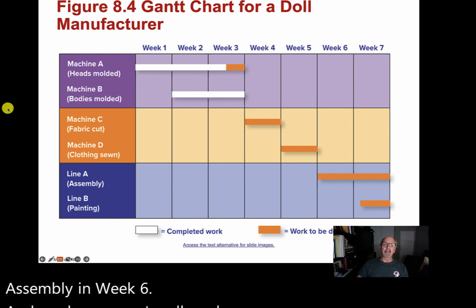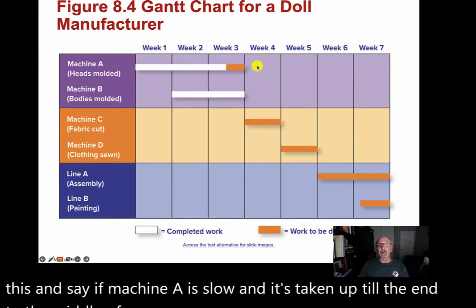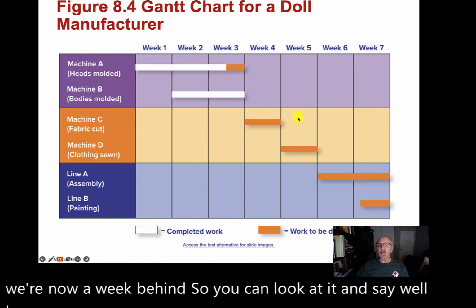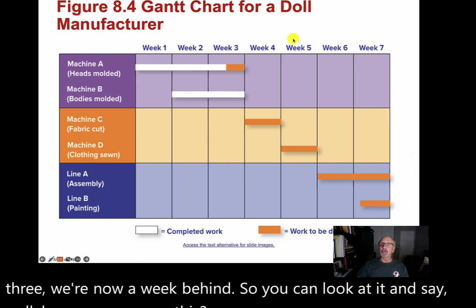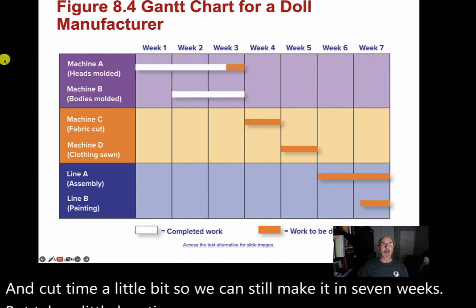So again, we can look at this and say, well, if machine A is slow and it's taken up till the middle of week 4 instead of the middle of week 3, we're now a week behind. So you can look at it and say, well, how can we move this and cut time a little bit so we can still make it in 7 weeks, but take a little less time for the remaining work.